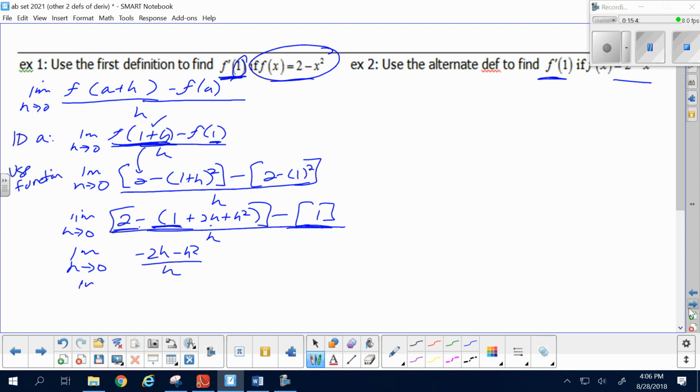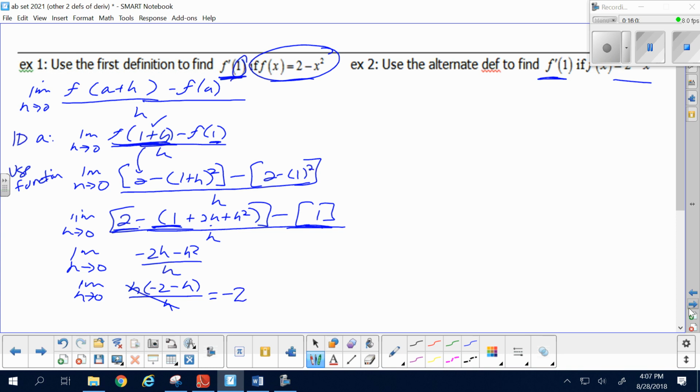If you continue, the limit as h goes to 0. They all have an h, so we can factor out an h and divide out that h. At that point, we're golden. Direct substitution says that if h goes to 0, this approaches negative 2.